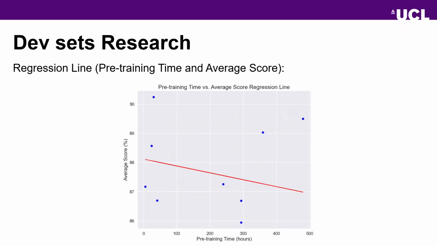Hold on, are there 9 data points? Yes. You're doing. It's only 9 data points.